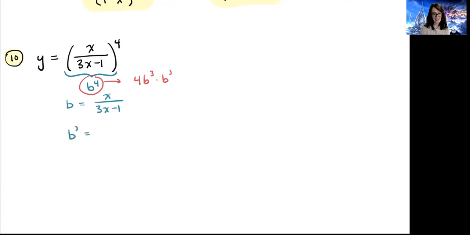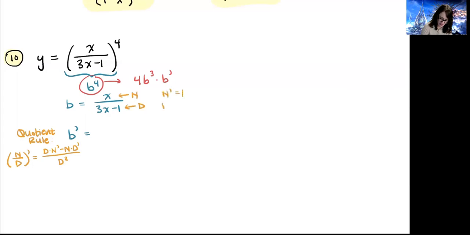To do that, we are going to get to use the quotient rule. All right, so let's remember what the quotient rule says. Flip back in your notes and find it. It says that if we want to differentiate something over something else, we get another fraction. It's bottom times derivative of the top minus top times derivative of the bottom, all over bottom squared. All right, so here's n, here's d. So n prime is 1 and d prime is 3.